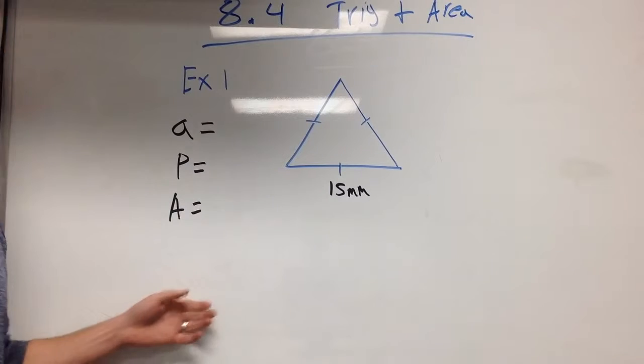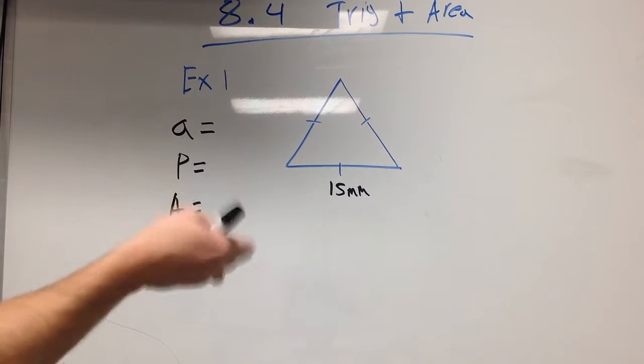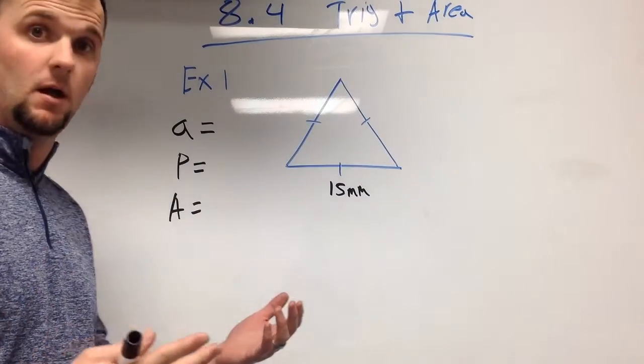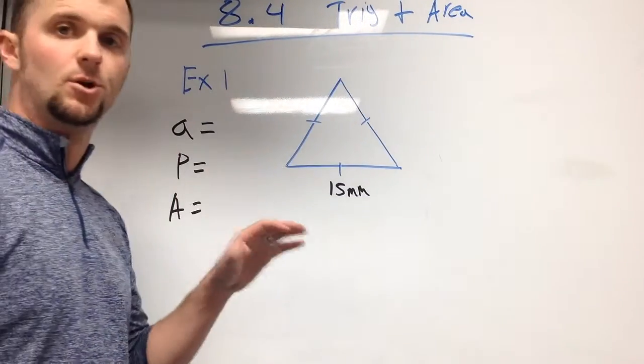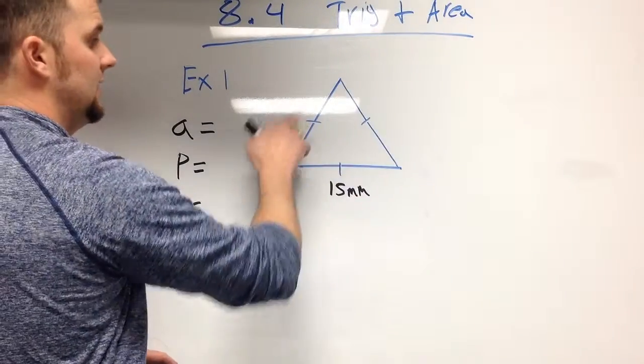All right, ladies and gentlemen, so let's do example number 1. Example number 1 states, we need to find the apothem for the equilateral triangle below, then find the perimeter and area. So right now I know this is an equilateral triangle. It's a regular polygon. So what that tells me is all the angles are congruent and all the sides are congruent. So since all the sides are congruent, I know each one of these are 15.